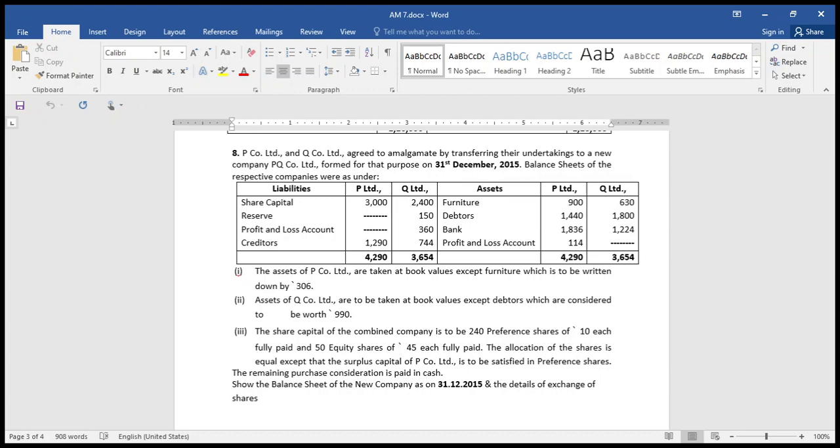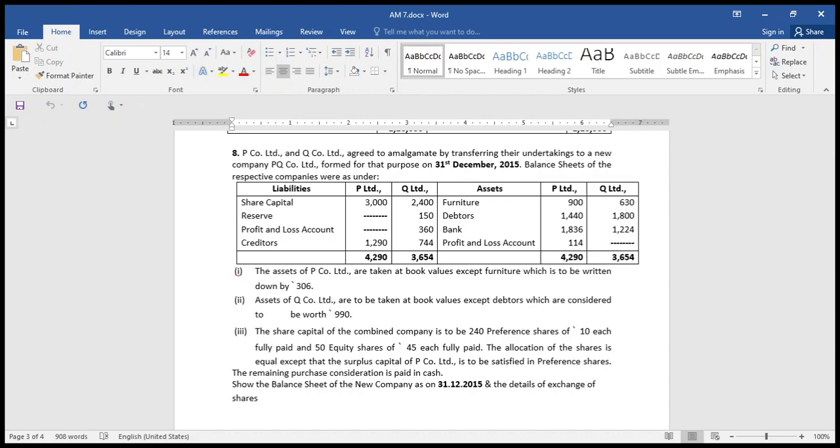Next, assets of Q Company Limited are to be taken at book values except debtors, which are considered to be worth 990. So here all the assets of Q Limited will be taken over at their book value with the exception of debtors. The book value of debtors is 1800, but now it will be considered only 990.